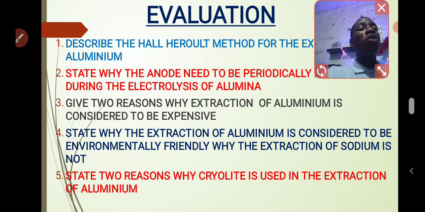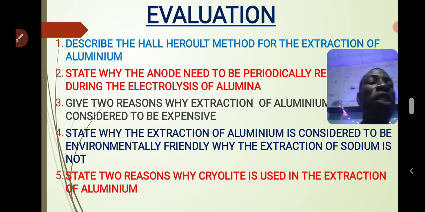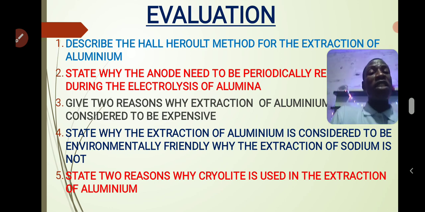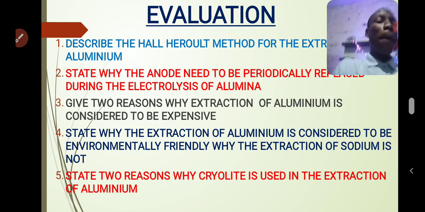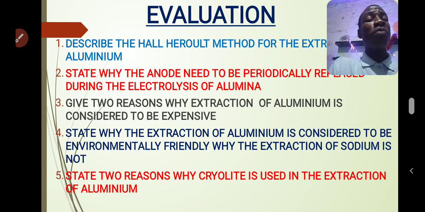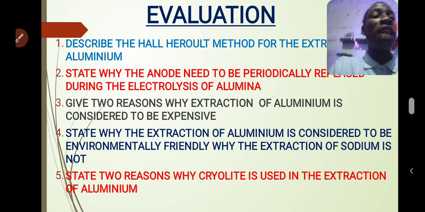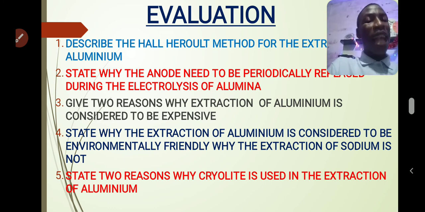So we can consider some evaluation questions at this place. Describe the Hall-Héroult method for extraction of aluminium. It's very easy. It's what we have discussed in this video. Then state why the anode needs to be replaced periodically. I have told you that it is because at high temperature, the reaction can only occur at high temperature. It doesn't occur at low temperature. At high temperature, the carbon anode will react with oxygen that is produced at the anode and get burnt away or depleted, if you like, as carbon(IV) oxide.